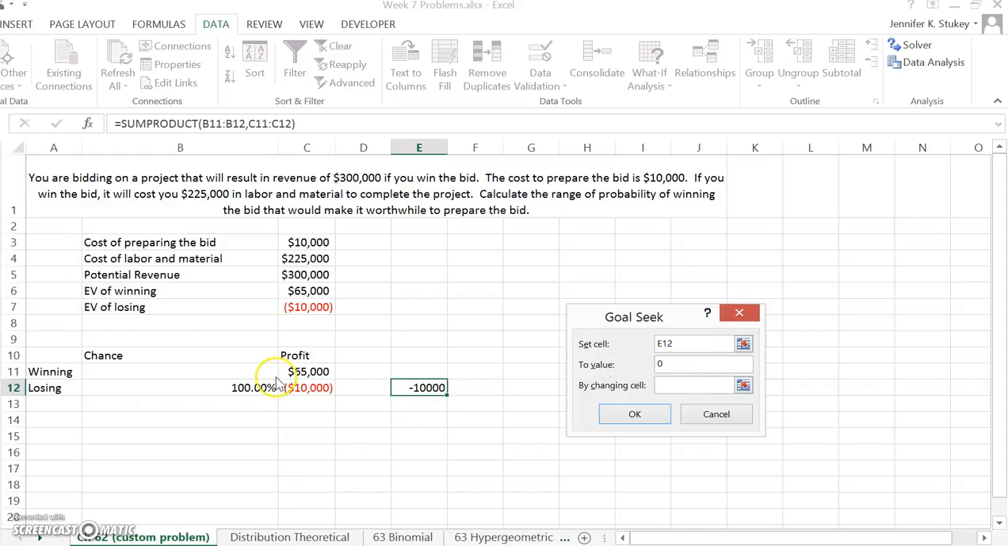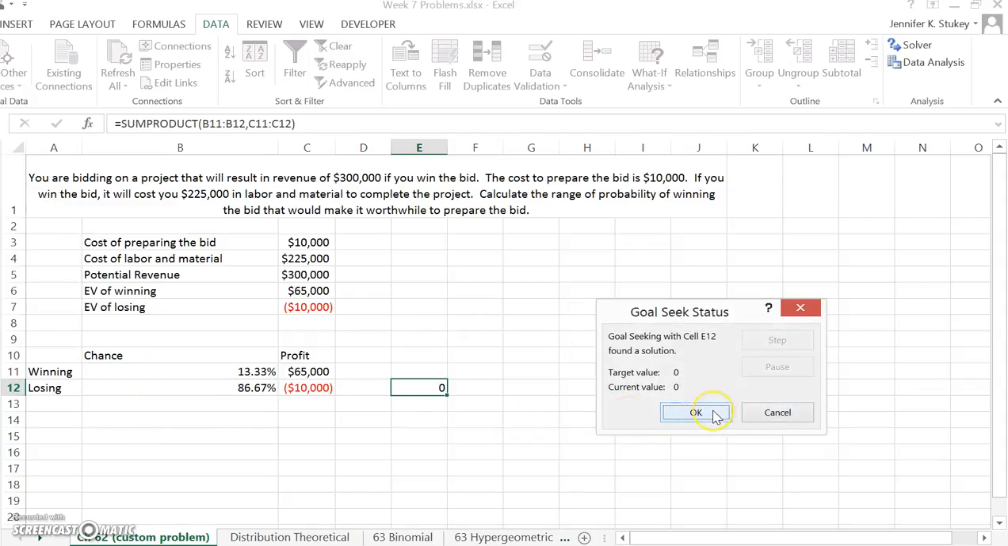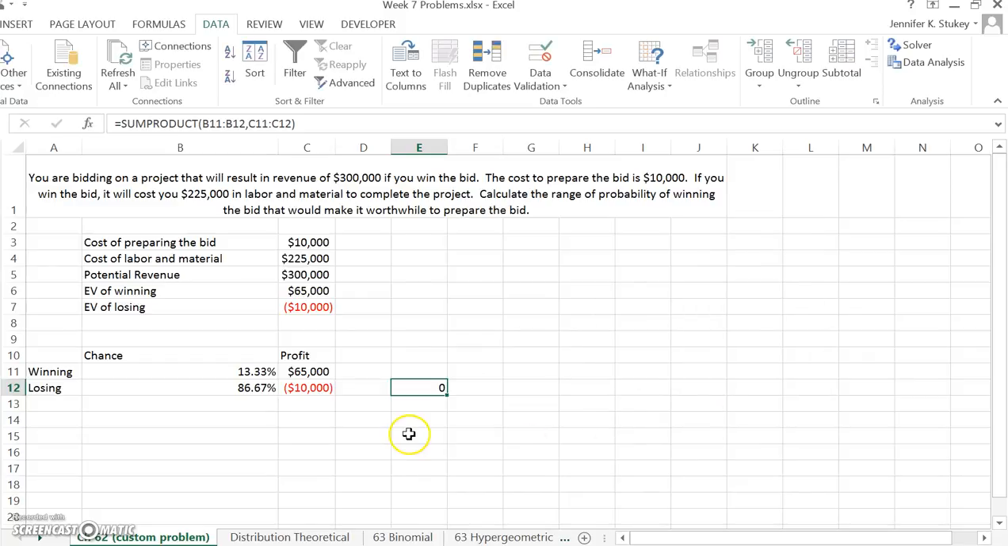And we want to do that by changing the chance of winning. By changing the chance of winning, which for me is cell B11, I'm going to press OK.